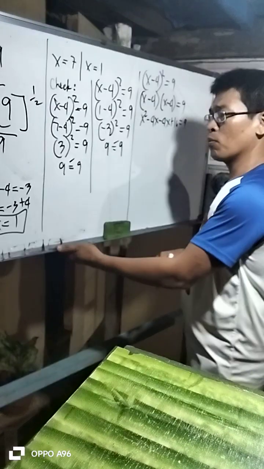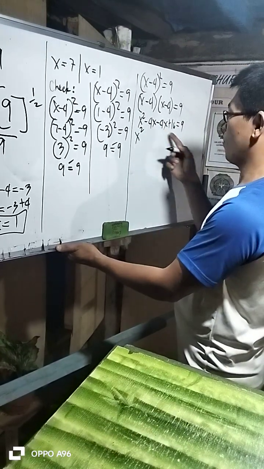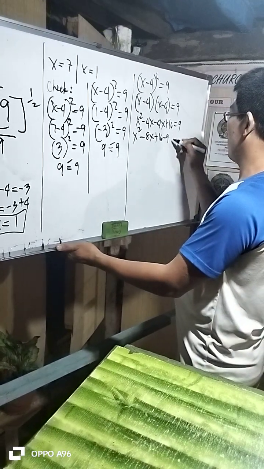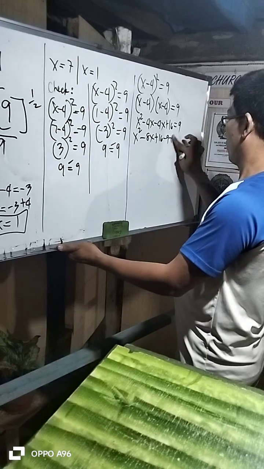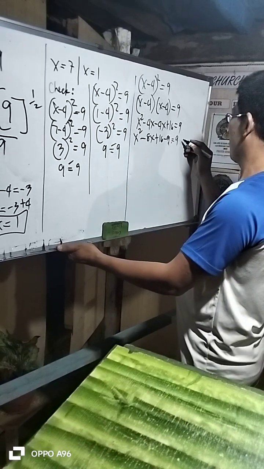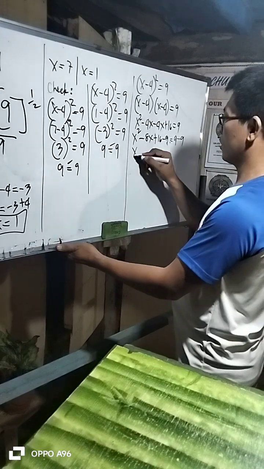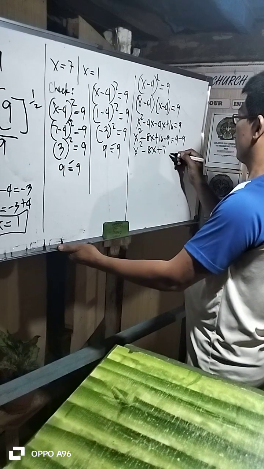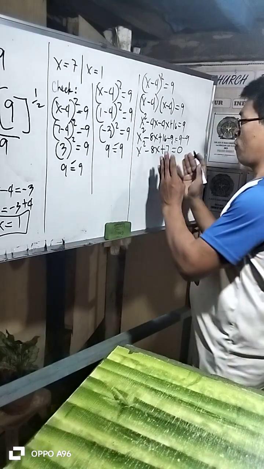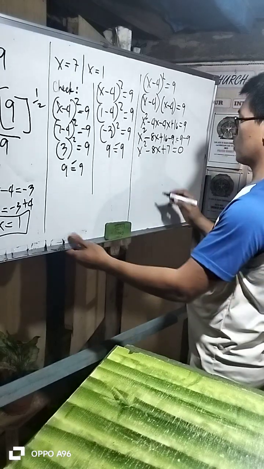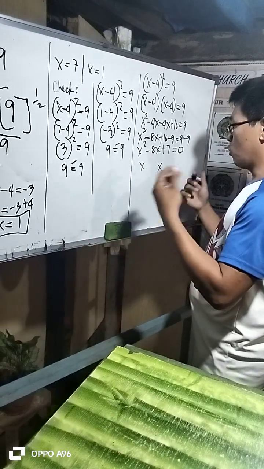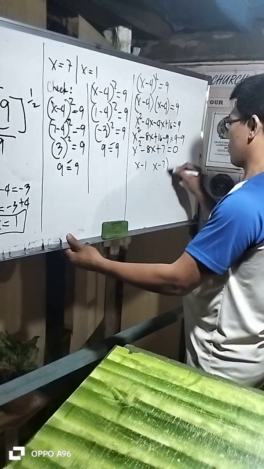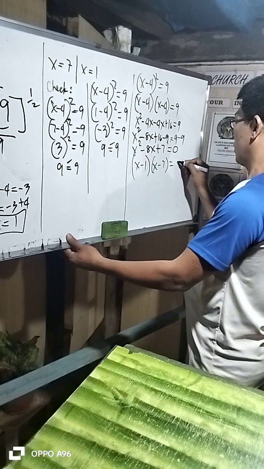Then let's use the addition property of equality. But simplify the similar terms first. This is negative 8x plus 16. Then negative 9 on both sides, equal to 9 minus 9. So, x squared minus 8x plus 16 minus 9 is 7, which is equal to 0. Then, factor the quadratic expression. This is x and x. And what will be the factors of these two? We have negative 1 and negative 7, which is equal to 0.